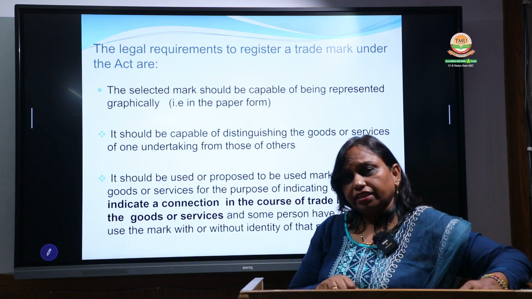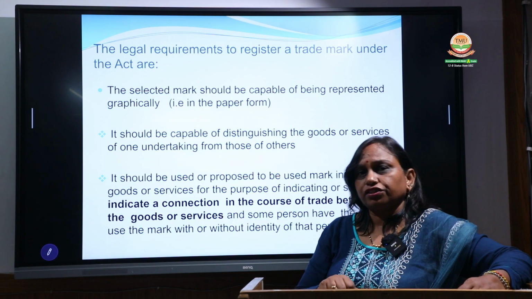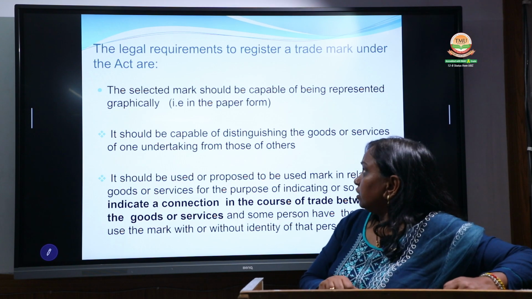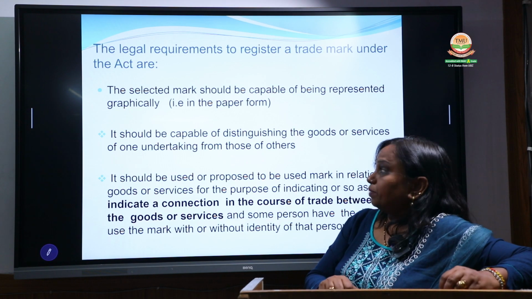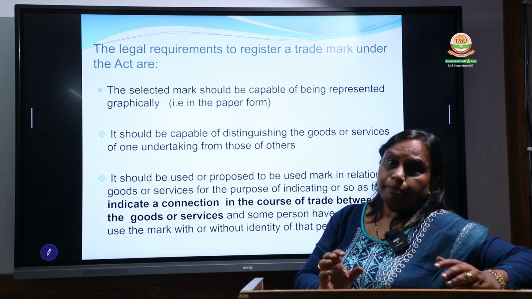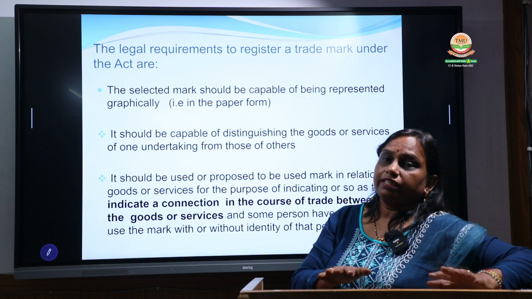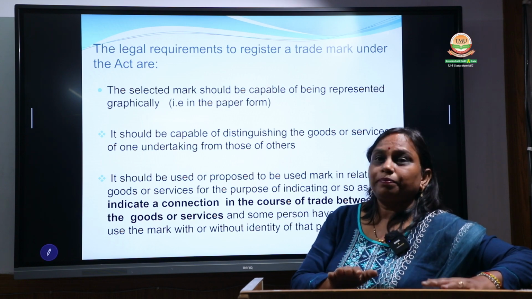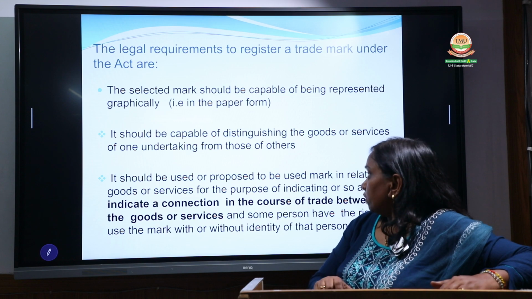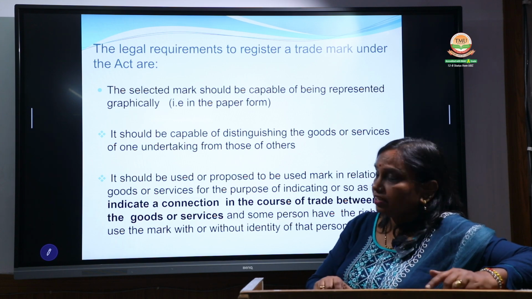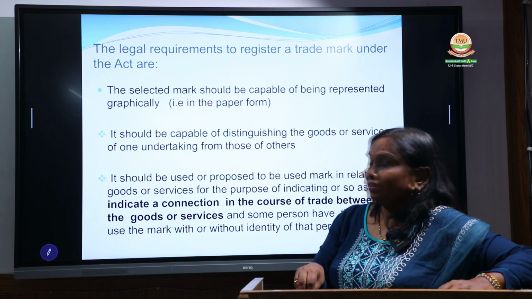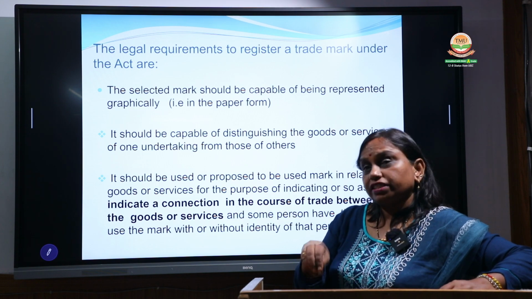Now there are certain legal requirements for registration of a trademark. So let us see. The selected trademark should be capable of being represented graphically. It must be able to be printed, or it must be capable of being presented on a piece of paper. Second thing is, it should be capable of distinguishing the goods or services of one undertaking from those of the others. The second most important thing, it must be capable of distinguishing.